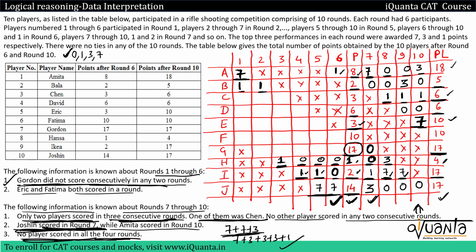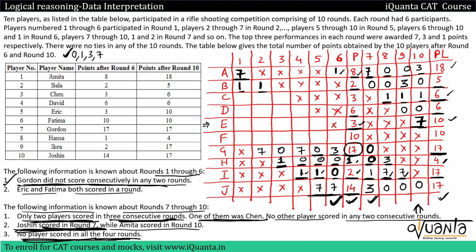So 7, 7, 3 will be possible, but now we have to check where we can give him 7, 7, 3. See, Gordon cannot score 7 in round 5 or 6. So he will have to score 7 in one of these 3 rounds, 2, 3, 4. So we will give him 7 over here, 7 over here and 3 over here. In these he will score 0.